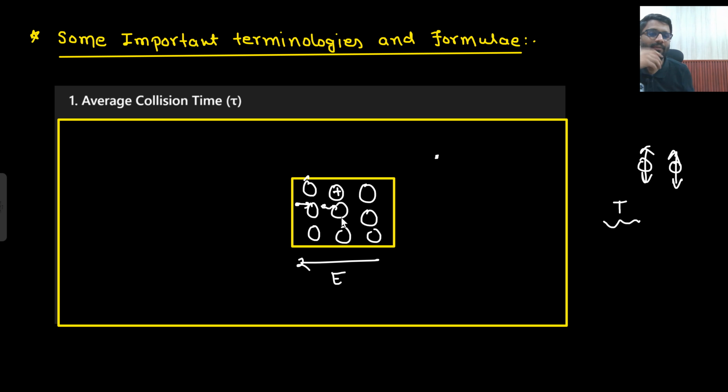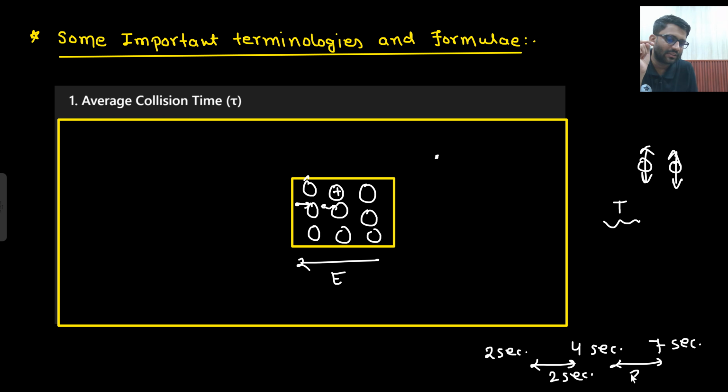It cannot move freely. So let's just say the first collision happened at 2 seconds. The second collision happened at 4 seconds. The third collision happened at 7 seconds. So what was the average time between two successive collisions? Here the time between two successive collisions is 2 seconds. Here the time between two successive collisions is 3 seconds. So what is the average of 2 seconds plus 3 seconds? That is 2.5 seconds. So this average time is known as the average collision time.